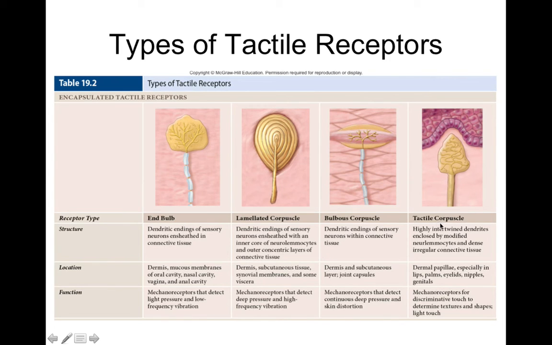Now the tactile corpuscles are found in the papillary layer of dermis throughout your skin, and they're especially in higher concentrations in areas like your lips, palms, eyelids, nipples, and genitals. And because these are actually involved in touch, hence the name tactile corpuscle, these are really good at helping to undergo discriminative touch. So like being able to understand sort of texture of a particular object. That would activate the tactile corpuscle and help you understand like whether something was rough or smooth in texture. These are also involved with light touch.